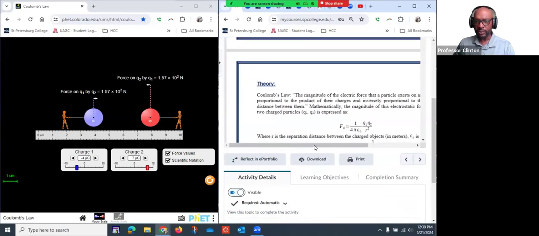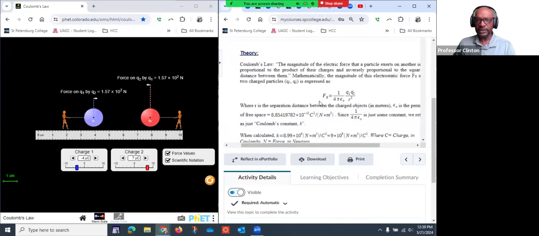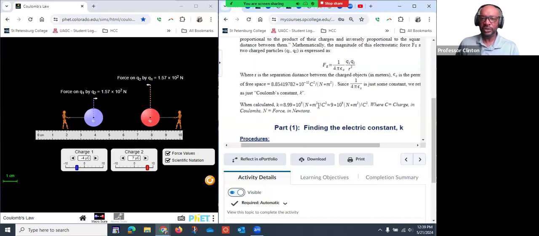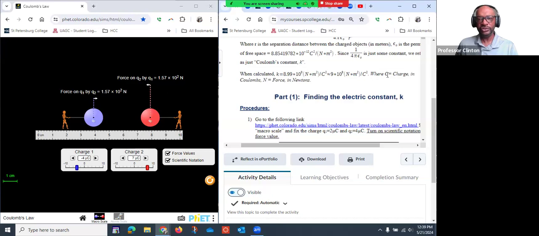Okay, so what we're going to be trying to do here basically is calculate what K is. And K is essentially this big constant 1 over 4 pi epsilon naught. So all this is compressed into K. This is what's called Coulomb's constant. And I give you some calculations for K here and give you what the abbreviation stands for.